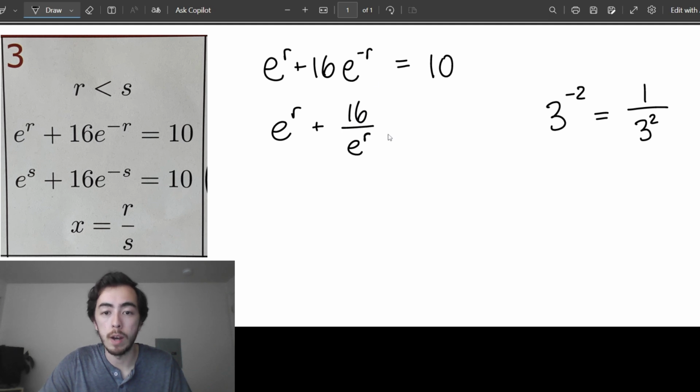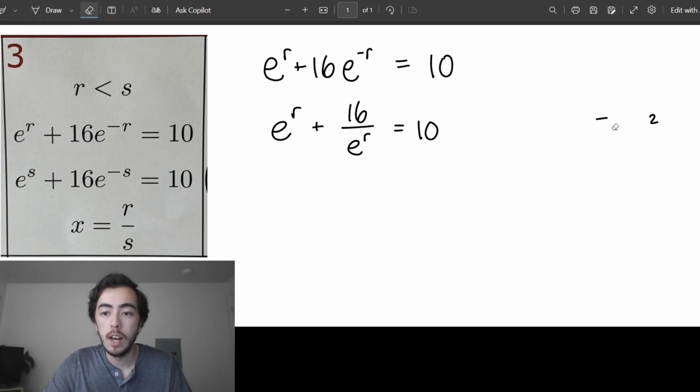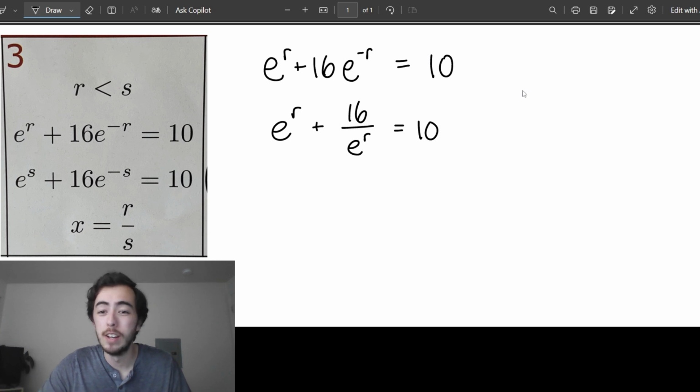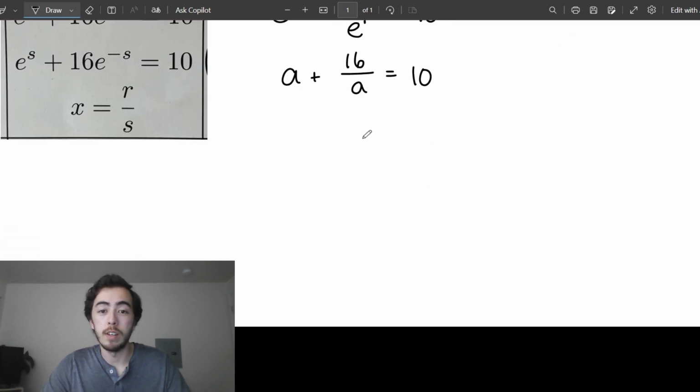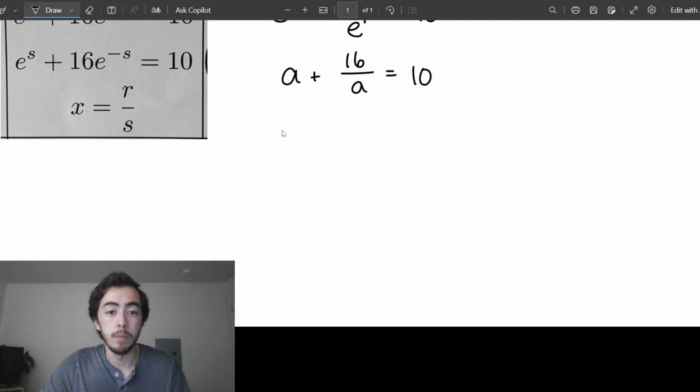I'll just move e to the power of r into the denominator. And next, I don't really like having e to the power of r here, so I'm going to rename it. I'll do a little bit of substitution right here, just so I don't have to worry about a weird exponential expression, at least for a little bit. I also don't like having variables in the denominator, so I'm going to multiply both sides by a. That means I'll distribute the a to both of these terms, so I'll get a squared plus 16 equals 10a.